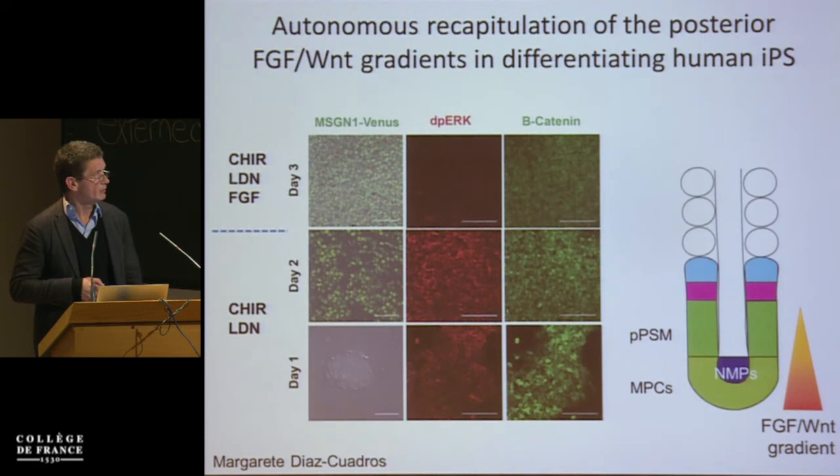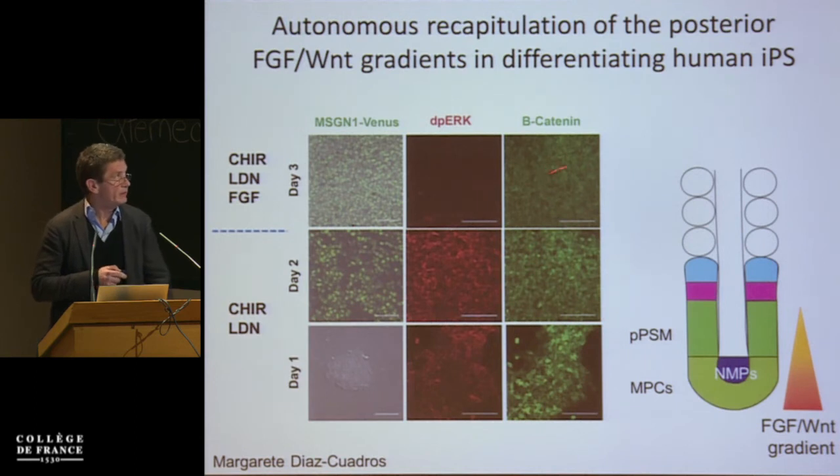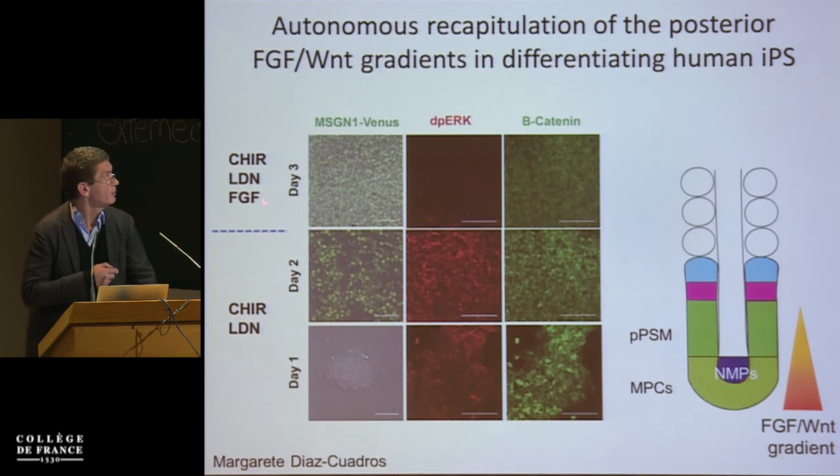And if we look now at Wnt signaling, here, chiron is a Wnt activator, and it's present throughout the culture. Yet we see a strong downregulation of the nuclear beta-catenin that takes place at day 3, exactly when it's expected, despite the presence of chiron.